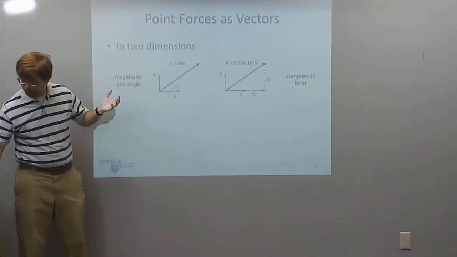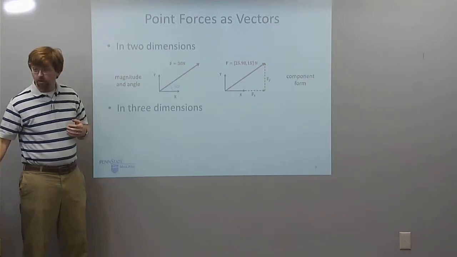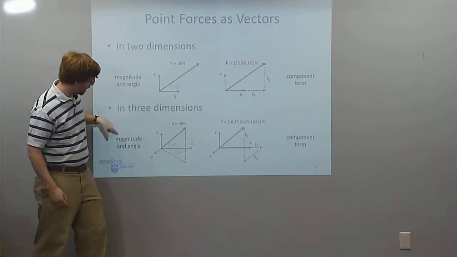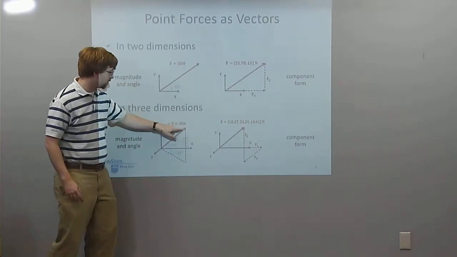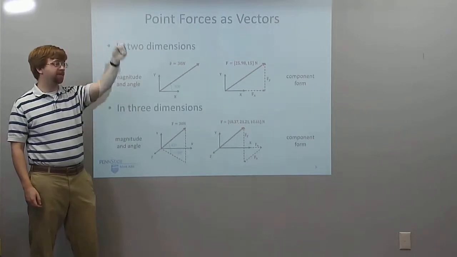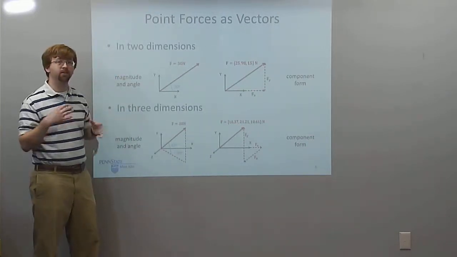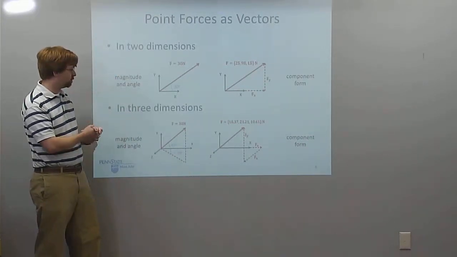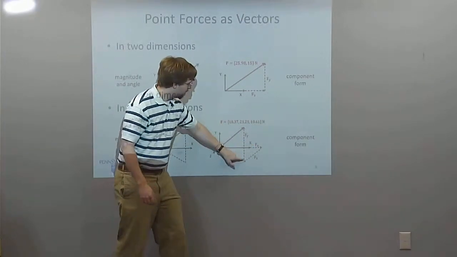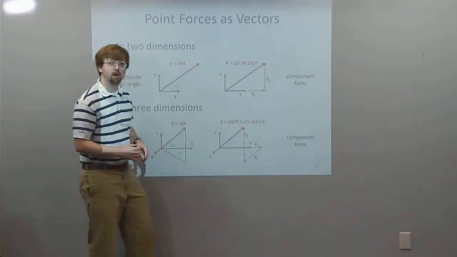So in 3D, we're going to have 2 different angles for the magnitude and direction. So I've got a 30 Newton force, and it's going to be 30 degrees out and about 45 degrees up. We need those 2 angles to fully define our direction in 3D space. Or in component form, we have an x, a y, and a z component.